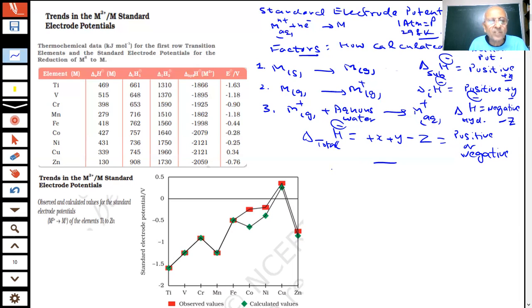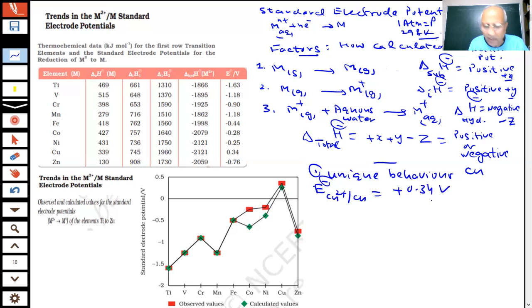So what is the story then? The first important point here, students: you are saying unique behavior of copper. You have asked that question. Let me see, where is copper? Copper E naught value means what? Copper 2 plus to copper is how much? Plus 0.34 volt. Copper is 0.34 volt.